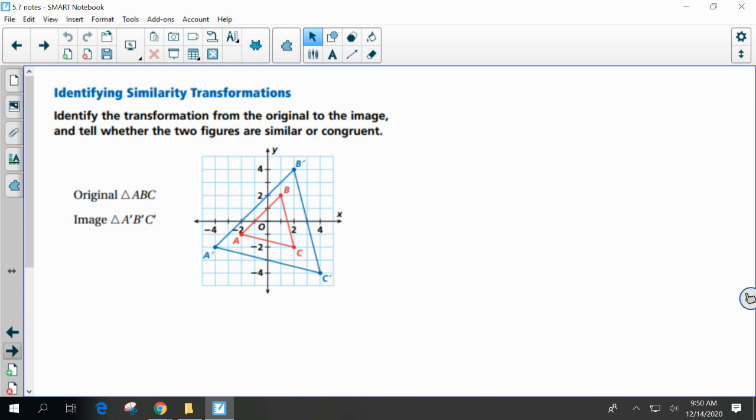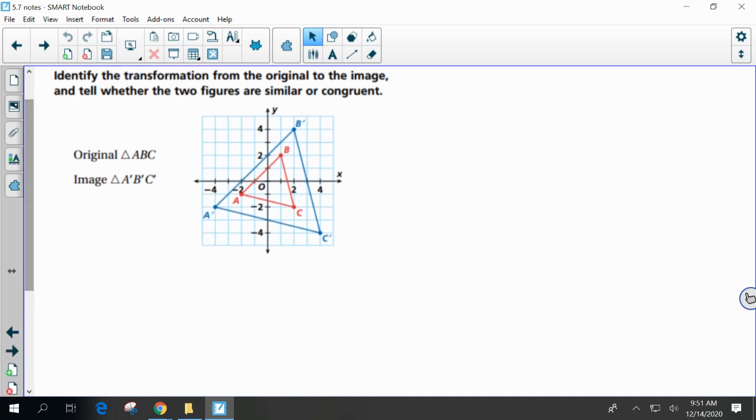If you don't have a colored picture to look at, how do you know which one is the second one? The apostrophe. So the apostrophes next to the letter mean that that's the second one, okay? So what we're going to do here is list out the coordinates of A, B, and C and try to figure out what has happened.